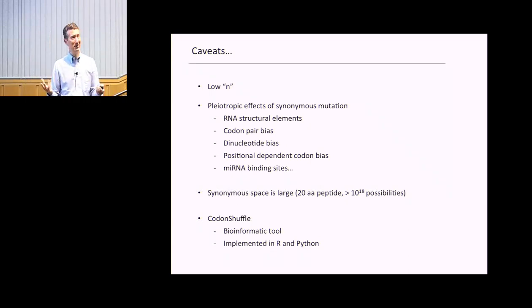We thought you should be able to do that, right? Because synonymous sequence space is large. If you have a 20 amino acid peptide coded by one of each of the 20 amino acids, by back-of-the-envelope calculations, you can have 10 to the 18th different primary nucleic acid sequences that will give rise to that same peptide. So that's a lot of possibilities that you can try, and you should be able to find something that controls for all these other things.